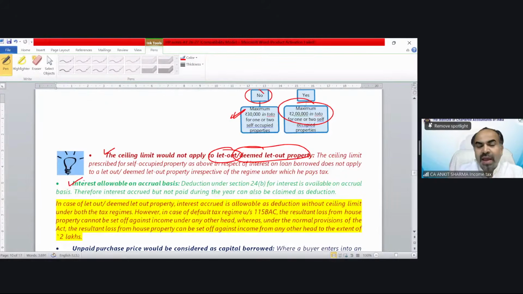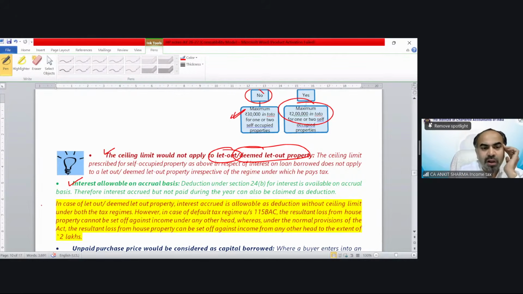Interest allowed on accrual basis. This is a very interesting provision. Even if the interest has been due but not paid by the assessee, you can claim the deduction of interest under income from house property. There are multiple cases; under PGBP also you will see that interest deduction benefit under business is only available when it has been paid. But under house property, it is provided to you even if it is only due.